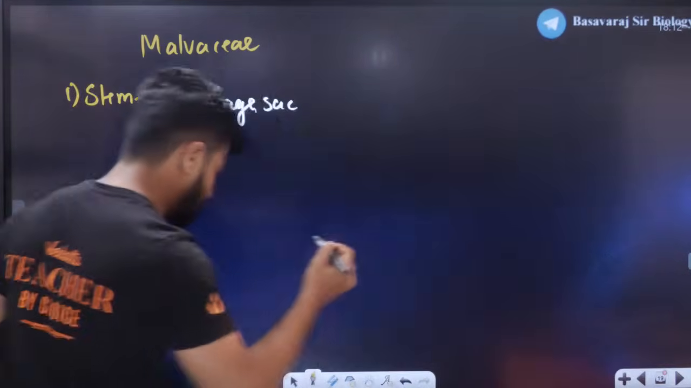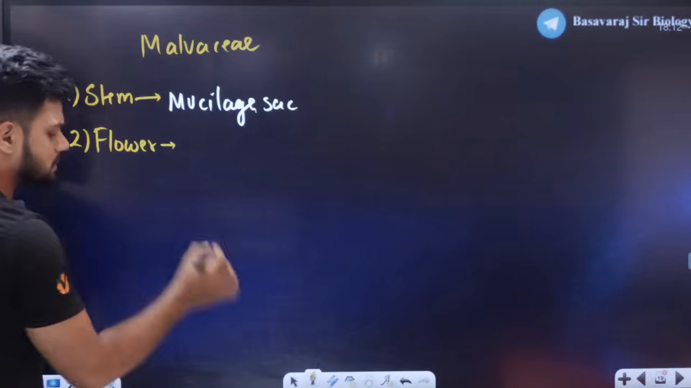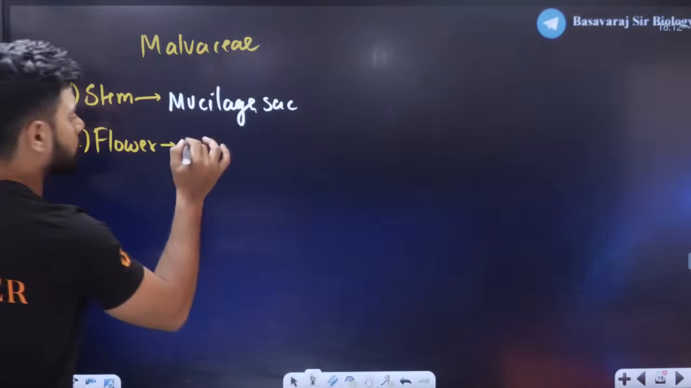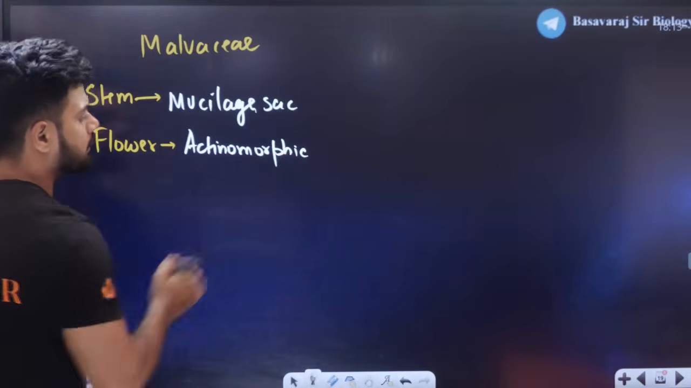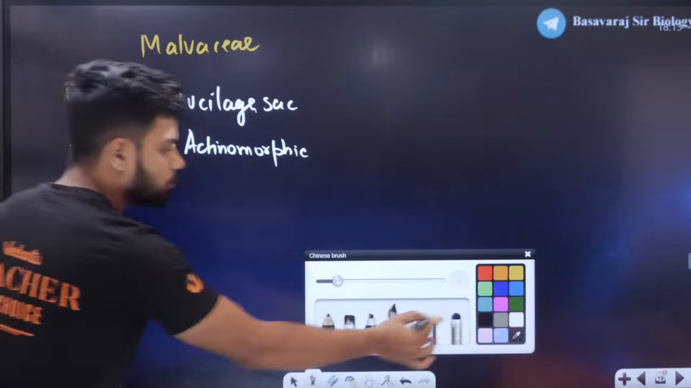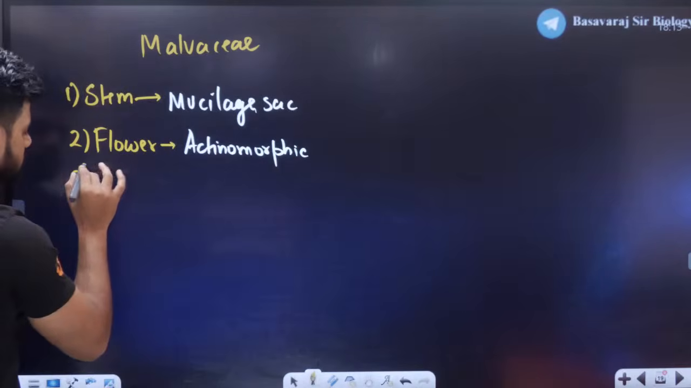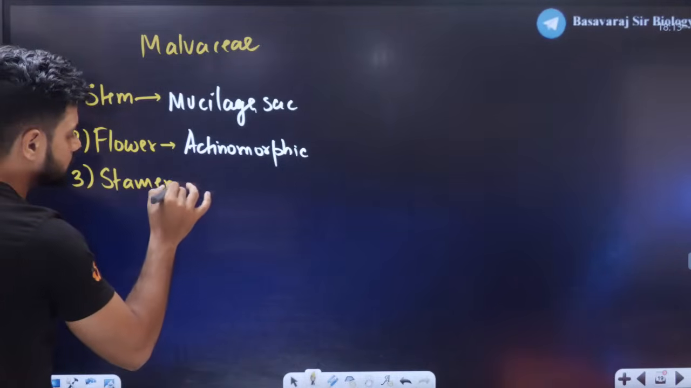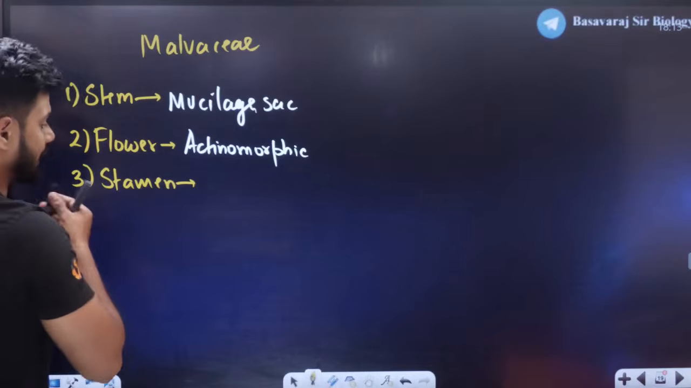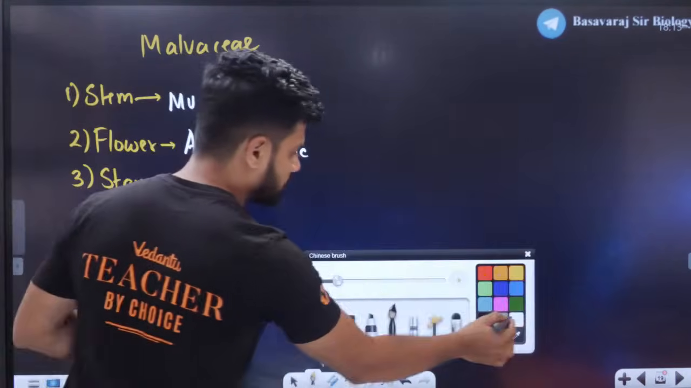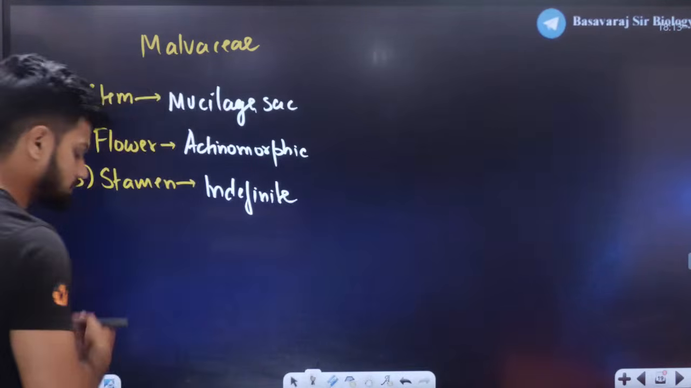Now, in the case of the flower, which type of inflorescence did we find here? The inflorescence here was actinomorphic. What about the stamen, students? Did we have one stamen or two? What was the stamen count? The stamen count was indefinite. Indefinite stamen was there.